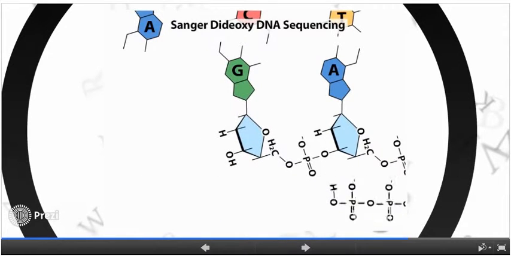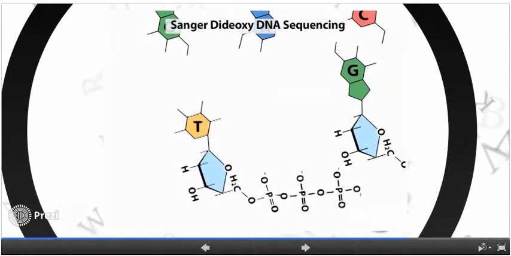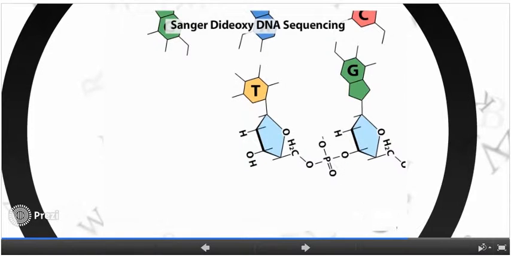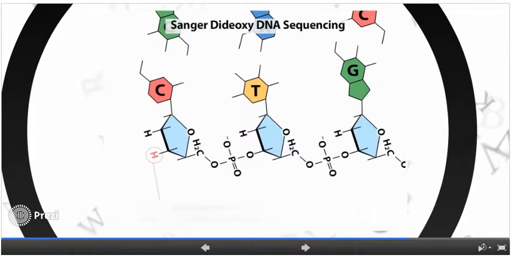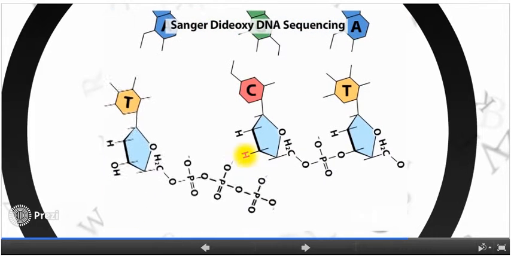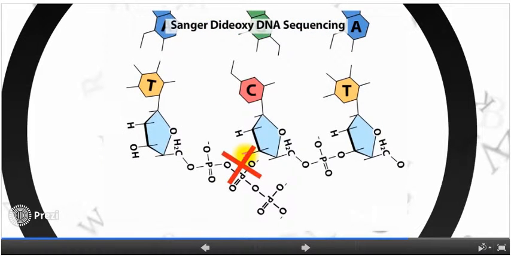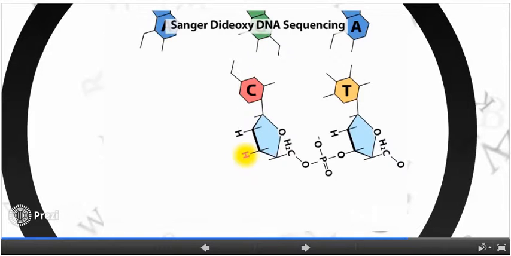In dideoxy sequencing, a small amount of synthetic nucleotides called dideoxynucleotides are added to the reaction mixture. A dideoxynucleotide has a hydrogen atom rather than a hydroxyl group on its 3' carbon and cannot form a phosphodiester bond with another nucleotide, and thus terminates the chain.